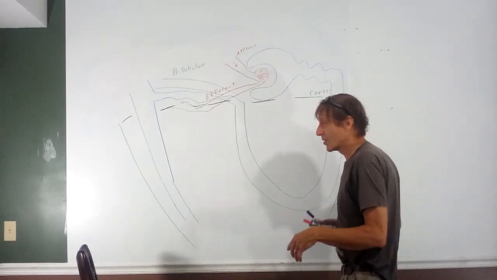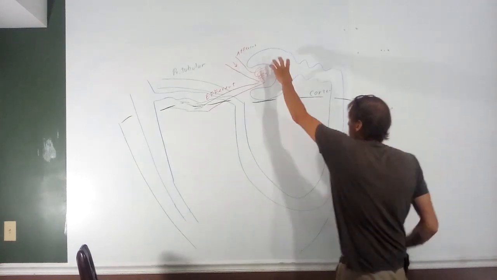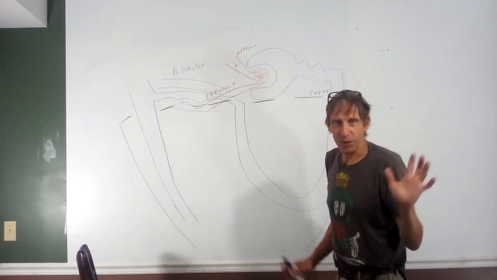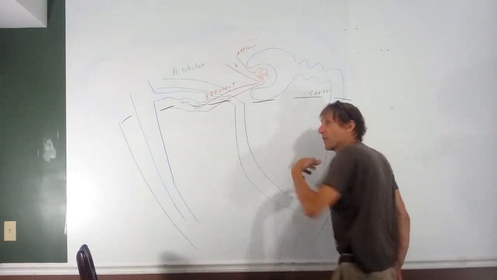It's got a couple different names. It's not Bonans, I had it written wrong on the board. That's the Bowman's capsule. I usually use Bowman capsule, not renal or glomerular capsule. I'm just used to Bowman's capsule, but either one will work. Remember, this is where filtration occurs.